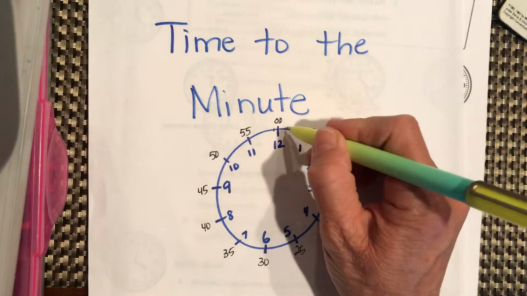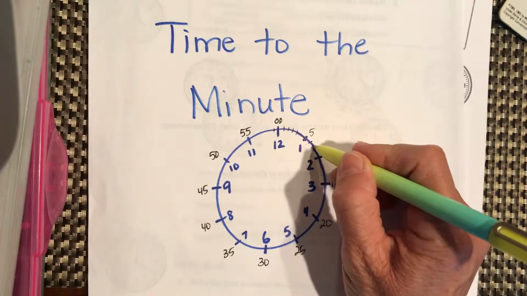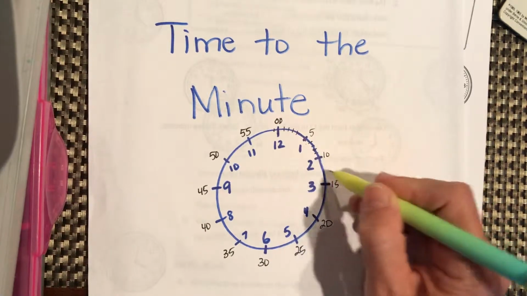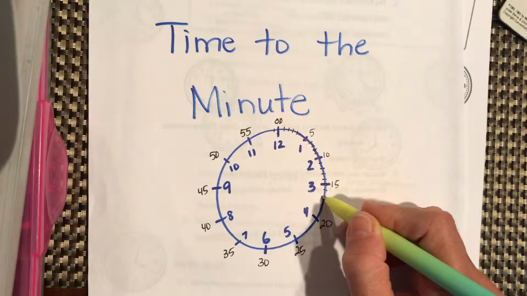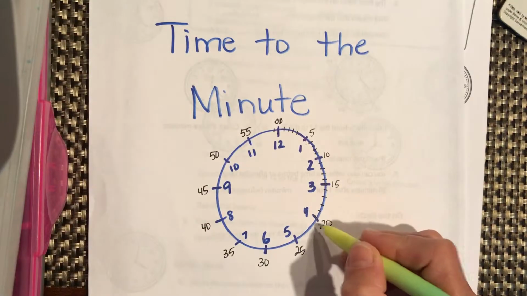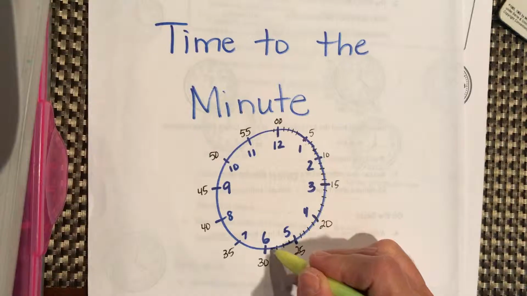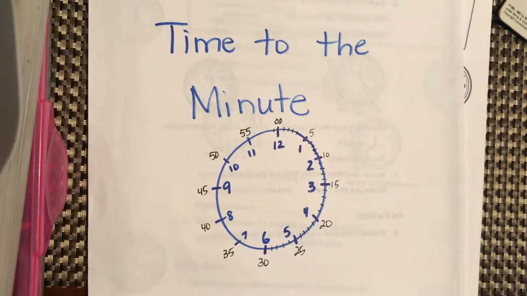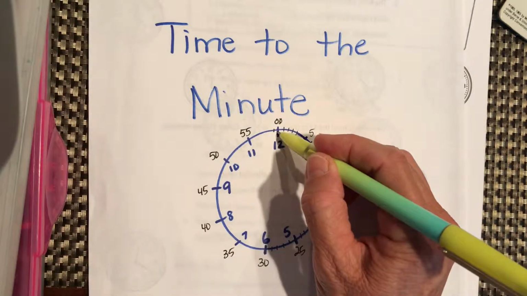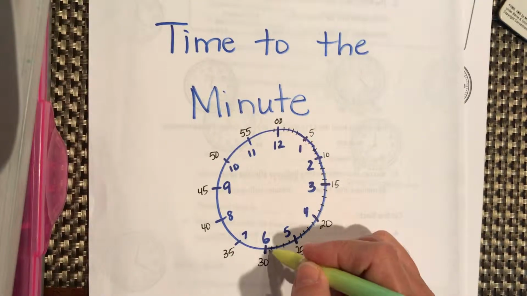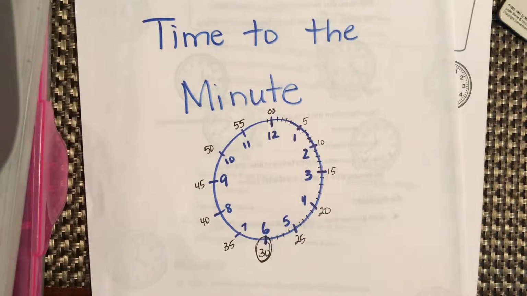And then, of course, in between here, if you count 1, 2, 3, 4, 5, 6, 7, 8, 9, 10, 11, 12, 13, 14, 15, 16, 17, 18, 19, 20, 21, 22, 23, 24, 25, 26, 27, 28, 29, 30. You're getting the picture, right? So if all the way around is one whole, then if we say something is half past, we're saying it's 30 minutes past the hour.